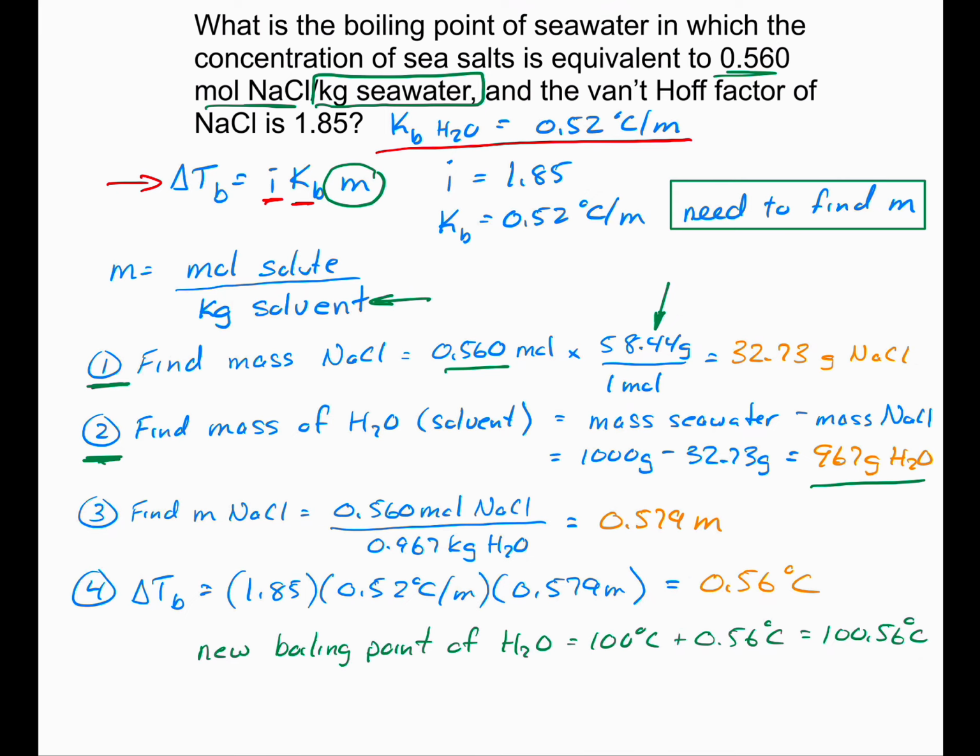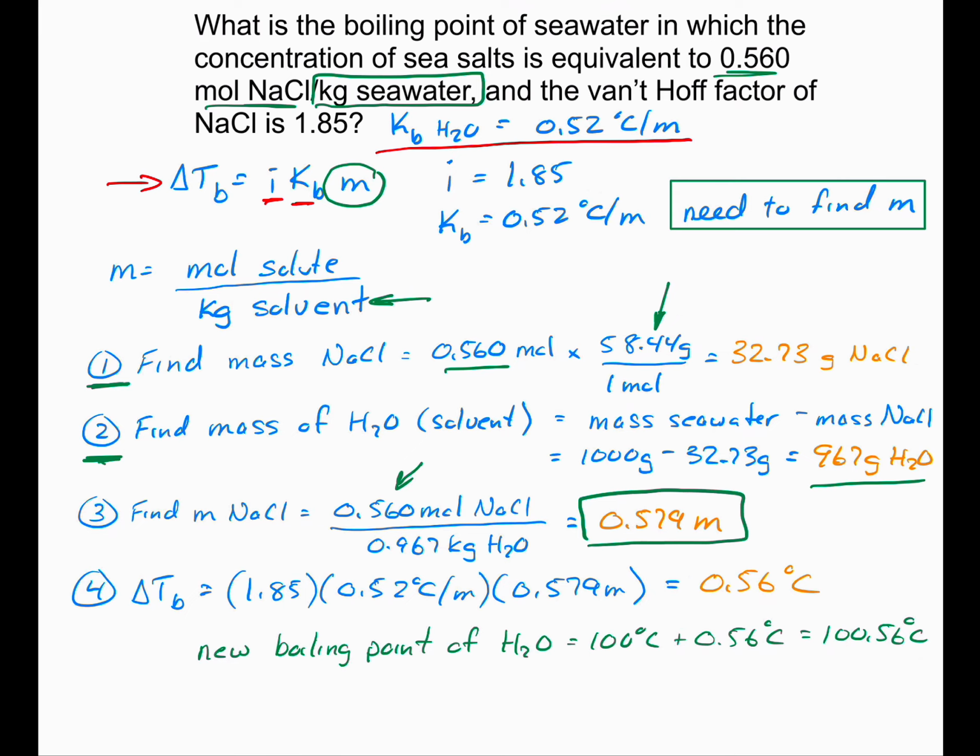Now we need to find the molality of sodium chloride, right? That's what we need in our delta TB equation. Molality is moles of sodium chloride per kilogram of water, or kilogram of solvent. So that's our equation right here. We're given the moles, 0.560 moles. We just calculated the grams of water, and we convert that to kilograms, so that's 0.967 kilograms. So we get a concentration in molality of 0.579 molal.